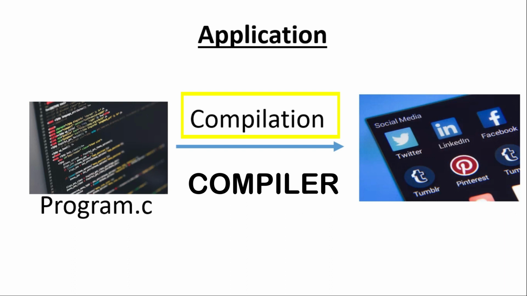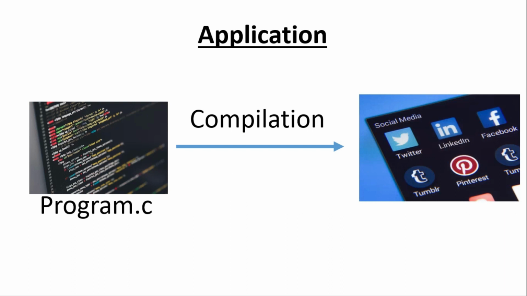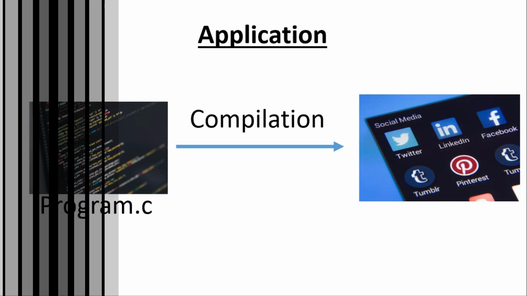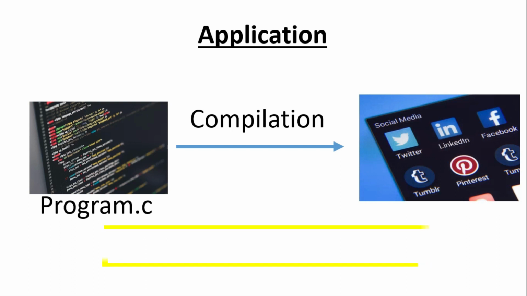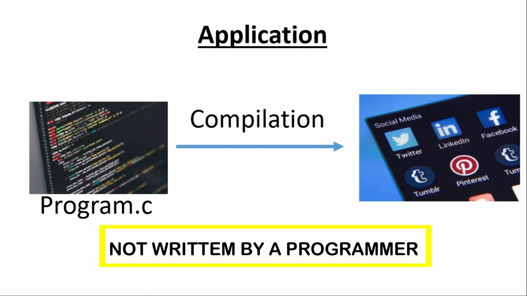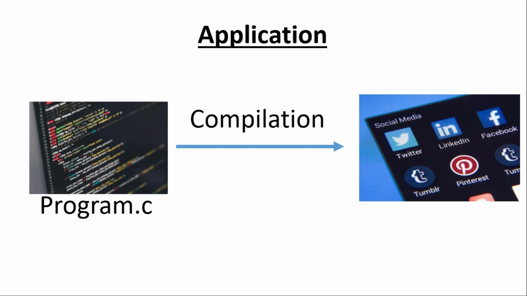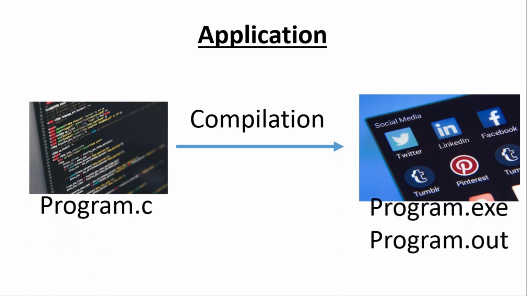This process has 4 stages that go by the name preprocessor, translator, assembler and linker. We will look into each stage at a later stage. So an application is not written by a programmer, but it is converted using a compiler from a source code. The file thus produced from a source code, that is from program.c, will have an extension .exe or .out. Let us assume that the file thus produced from program.c goes by the name program.exe.